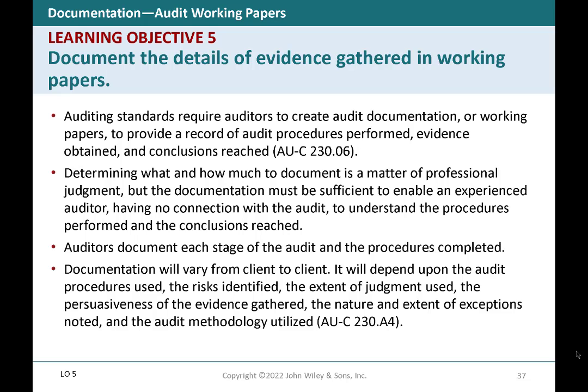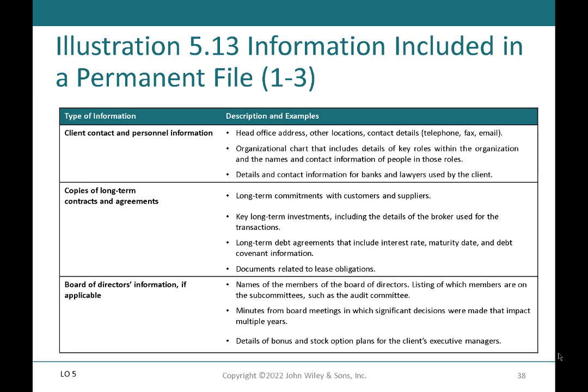So audits are going to have different information that's documented based on the nature of the audit. So no two working papers for different audits are going to be exactly the same, but there is some standard information that's typically included in these working papers. So we need to distinguish between what's called a permanent file and a current file. Basically, a permanent file is a file that rolls over from year to year, that accumulates over time.